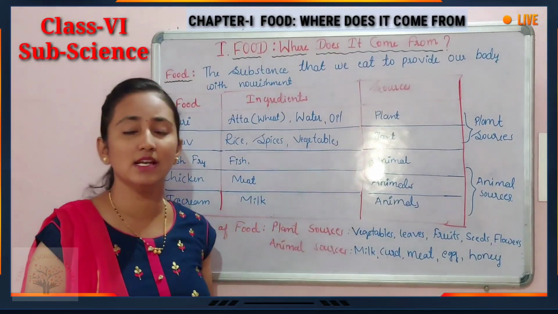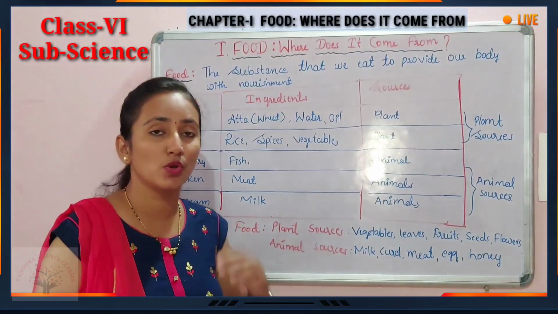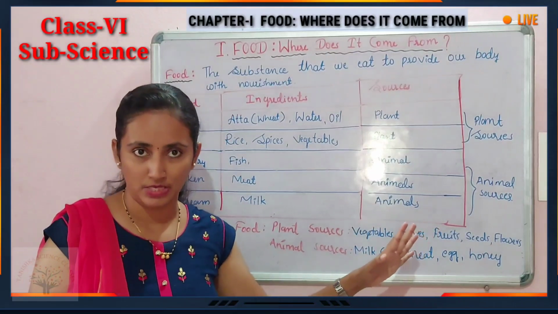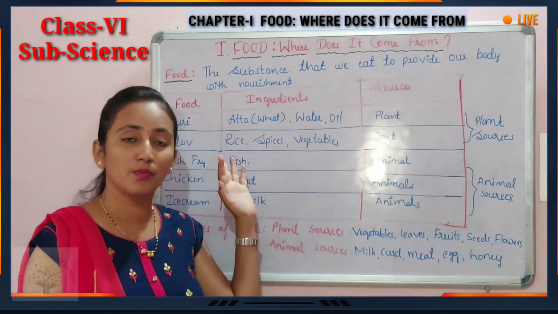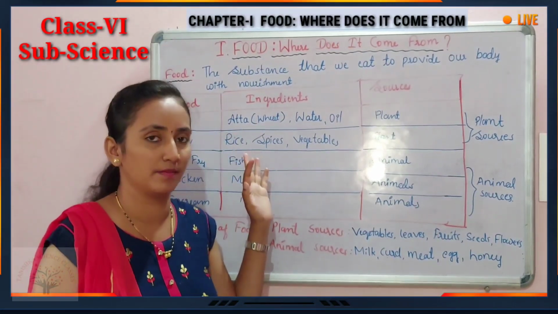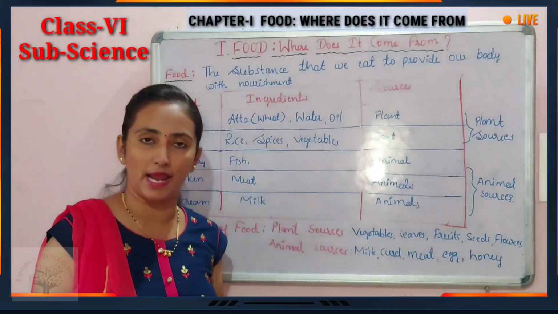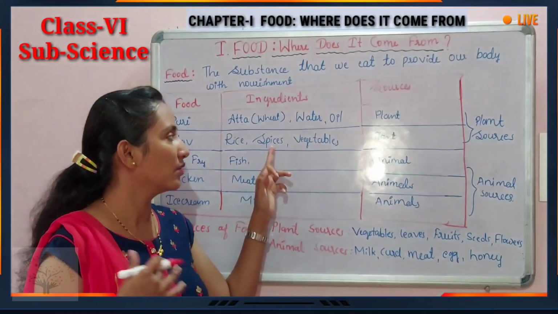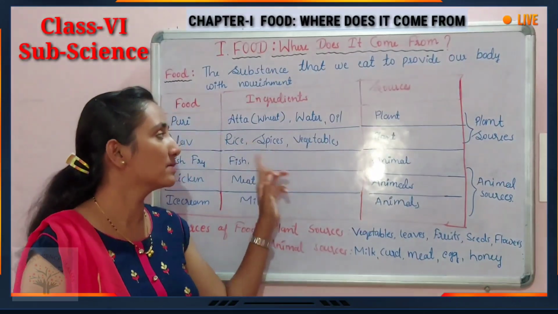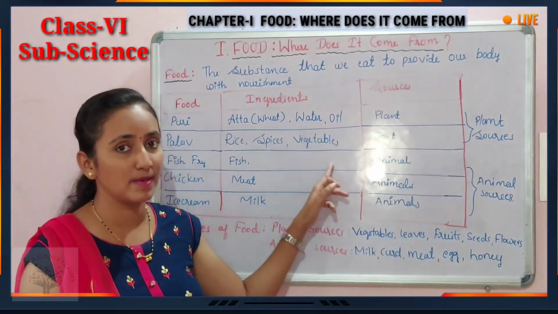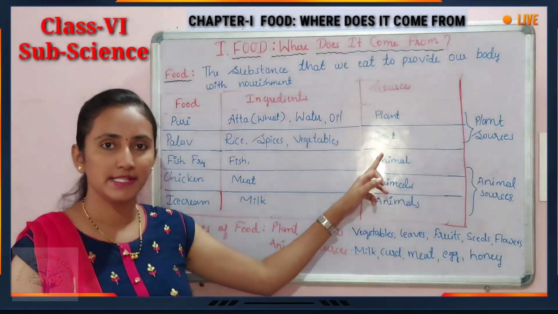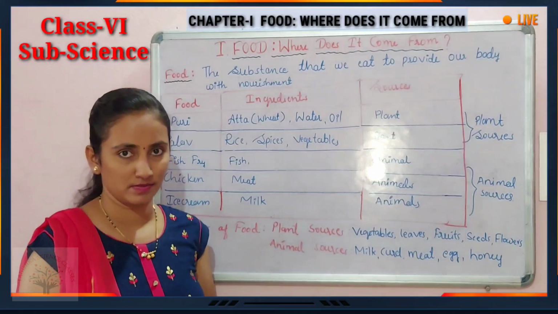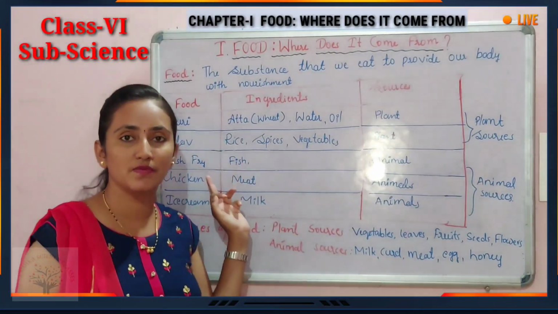Another column is the sources. Sources means, where do those ingredients come from? Like wheat I have said. From what do we get wheat? We get it from the plant. Rice we get from the plant. Spices we get from the plant. Even vegetables we get from the plant. So these all are plant products. Next I can say the fish fry.